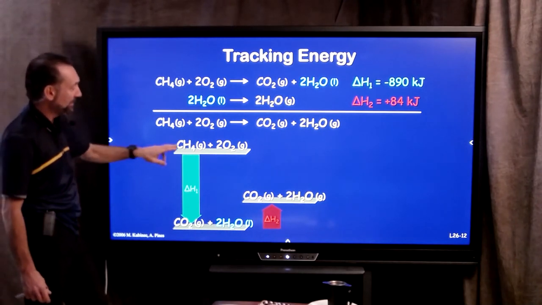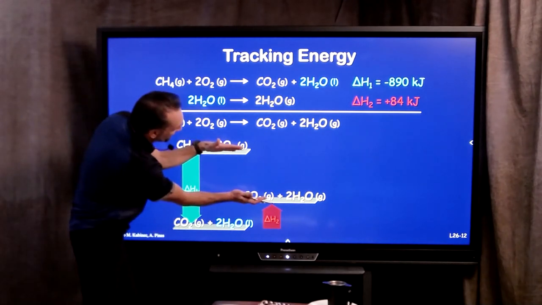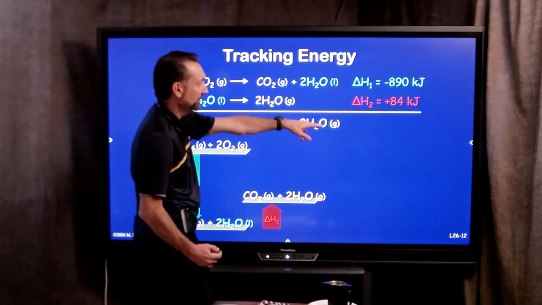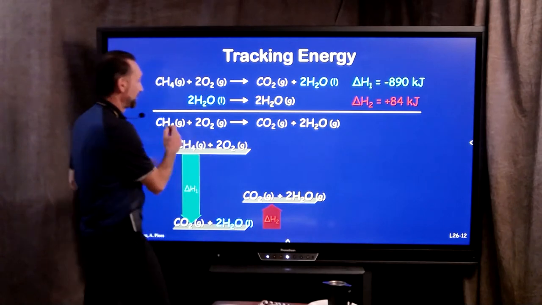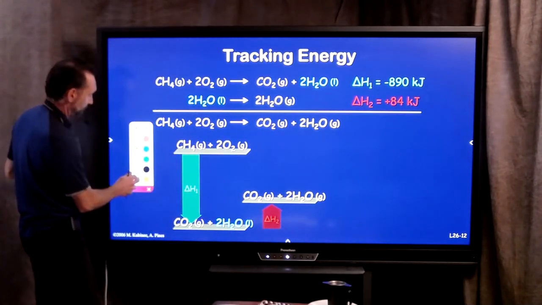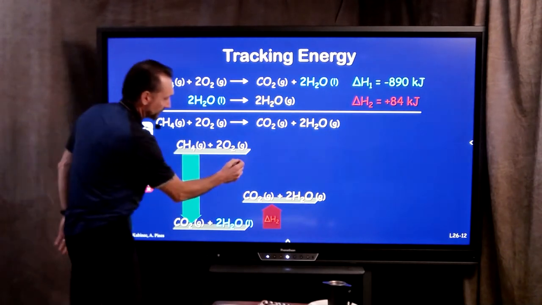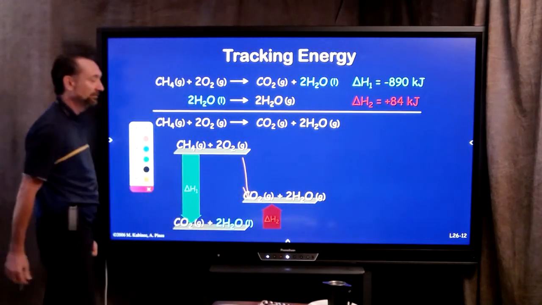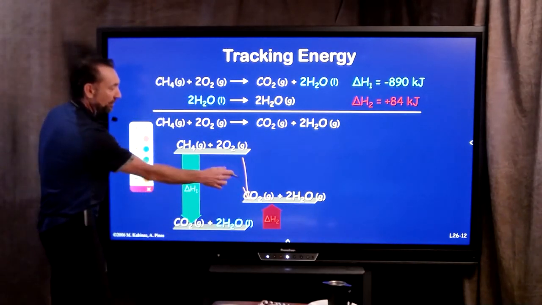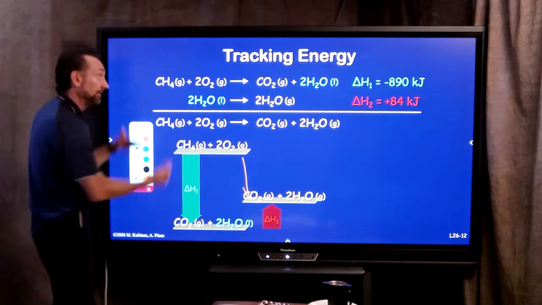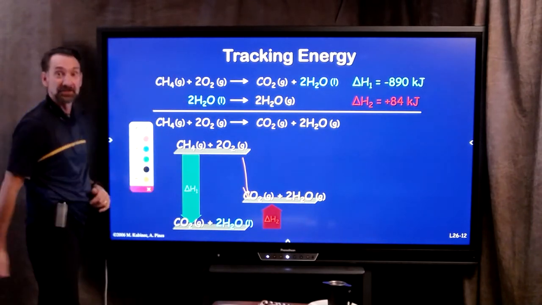So that means this enthalpy change, which is the enthalpy change for this second reaction, we're interested in this one still, but that one has to be the sum of those two. And it's the sum of those two reactions.